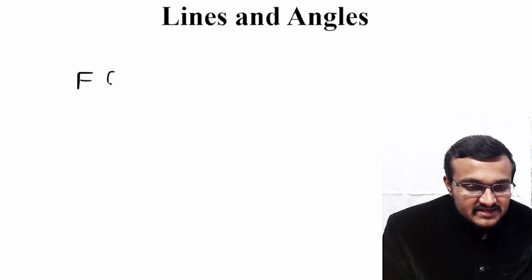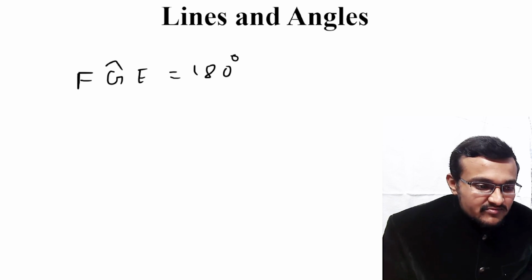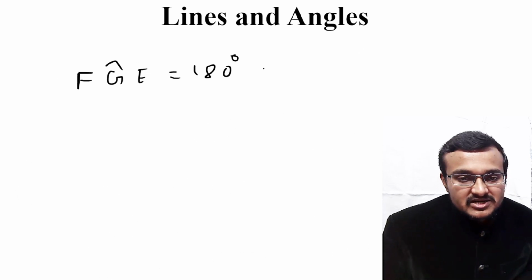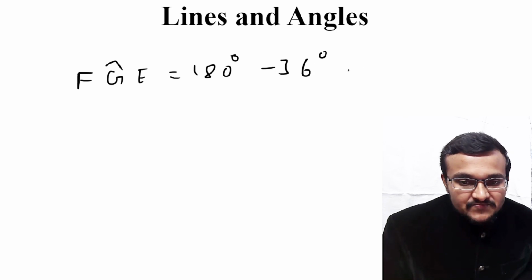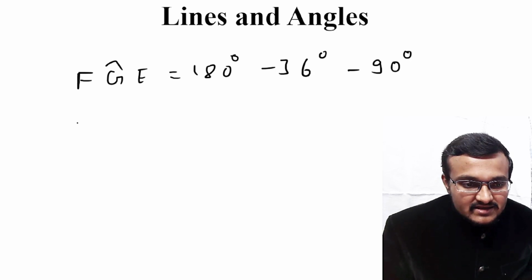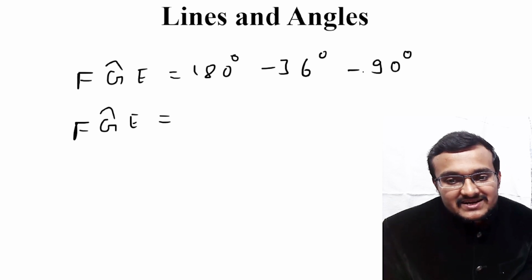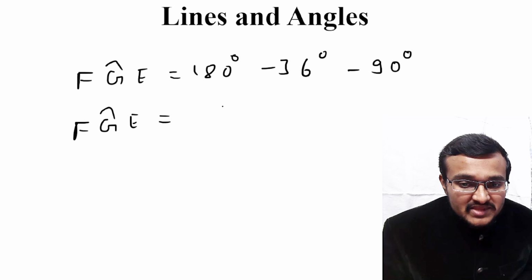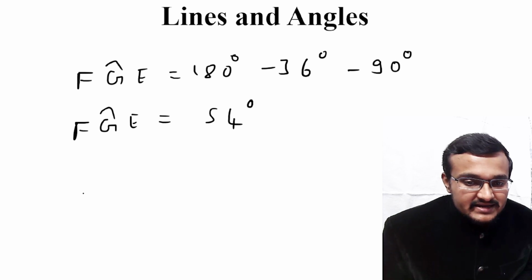Now FGE is equal to 180 degrees. So here we are bringing this 36 degrees and 90 degrees to the RHS. So then this becomes minus 36 degrees minus 90 degrees. So FGE is equal to 180 degrees minus 90, which will be 90. 90 minus 36 will be 54 degrees.